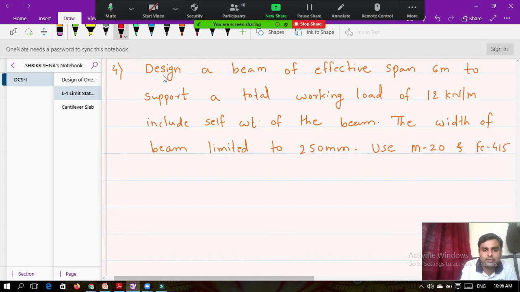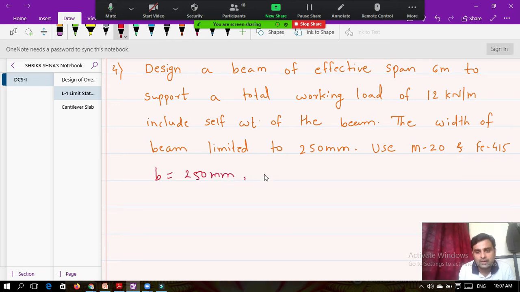So here, read the given data carefully. They have told you to design the beam of effective span 6 meter, so the effective span is given already. Total working load is given as 12 kilonewton per meter, including the self weight of the beam, so there is no need to separately consider the self weight. The width of the beam is limited to 250 mm, so the value of b is given to you. The value of b is 250 mm.